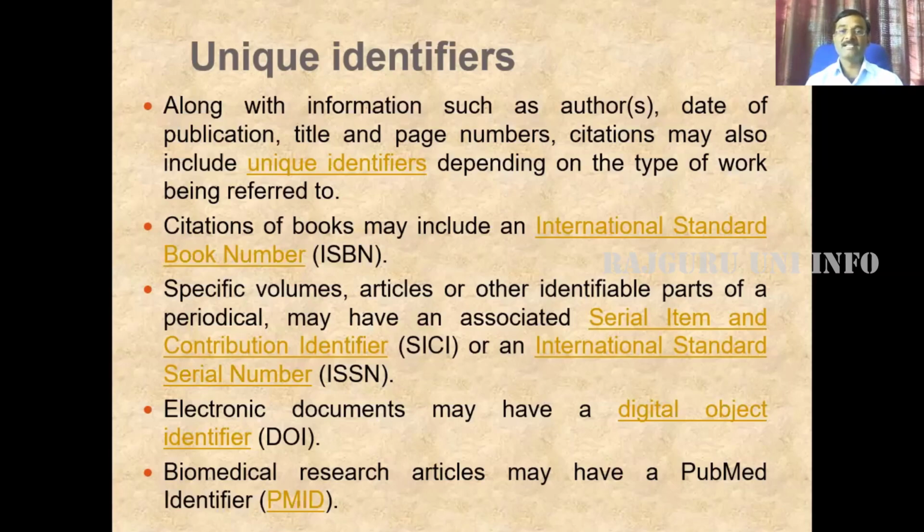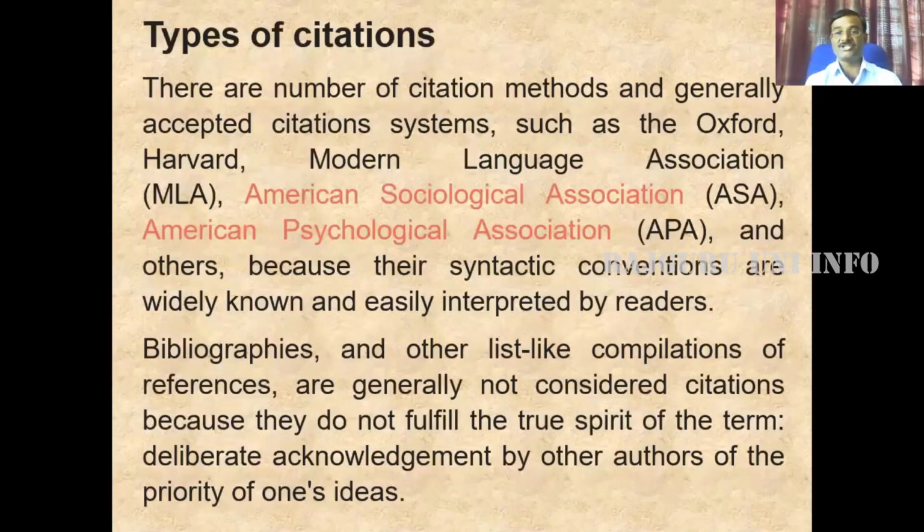So for that purpose, that may be the citations from the books which are going to be included from the ISBN, and specific volumes or articles or identifiable parts which we are going to take from ISSN. Then electronic documents which are going to be found with the digital object identifier, and some of the biomedical research articles may have a PubMed identifier. So these points are going to highlight the identifiers of the citations here.